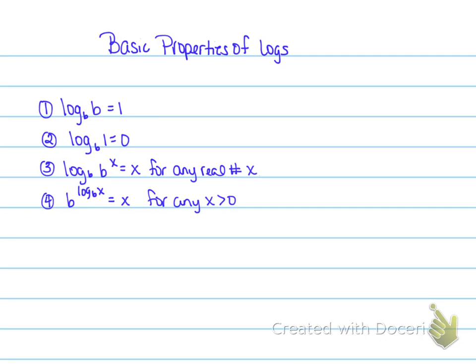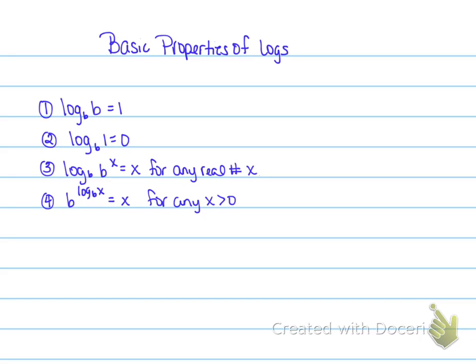Okay guys, 3.2 video 2 starts out with our basic properties of logarithms. For any base b where b is greater than 0 but not equal to 1, these properties will always be true. Log base b of b equals 1, log base b of 1 equals 0, log base b of b to the x equals x for any real number x, and b raised to the log base b of x will always equal x.